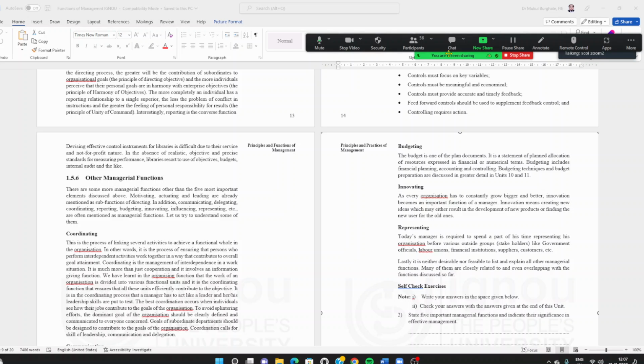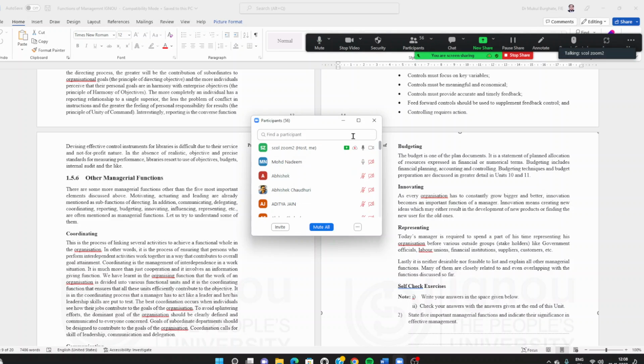Budget includes financial planning, accounting. Budgeting is not only accounting. Many times students misinterpret budgeting as only accounting. It is financial planning as well as accounting and controlling. So you have to remember these three keywords: financial planning, accounting, and control.